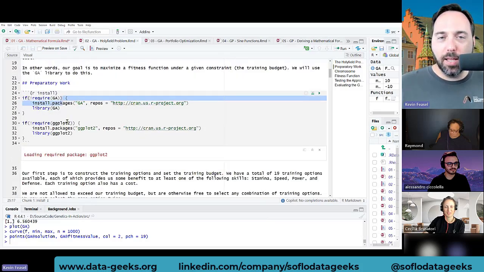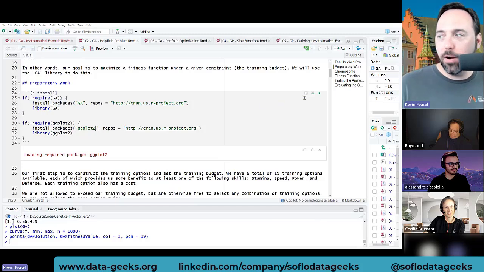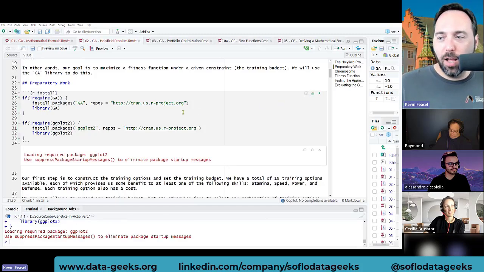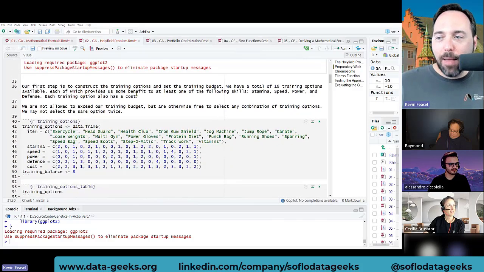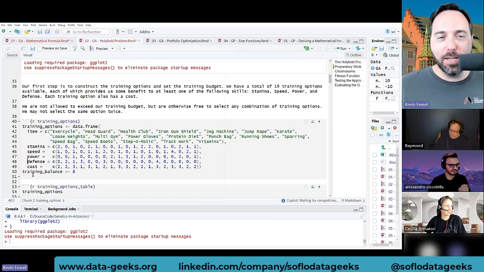For my prep work, I do need the GA library again, and I'm also going to get ggplot2, which is a visualization library in R built around a notion called the grammar of graphics, which is a whole different talk. But I am going to put together a series of options, and I actually did pull these out of the game. And so I'm going to say each one of these has certain characteristics. You can improve the boxer's stamina, their speed, their power, and their defense. And each one of them also comes at a cost. So some items are more expensive than others.